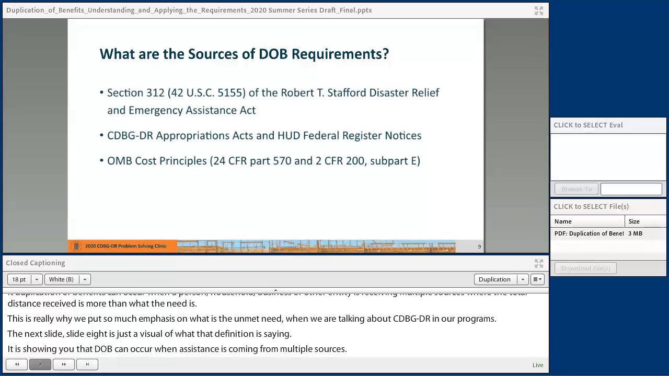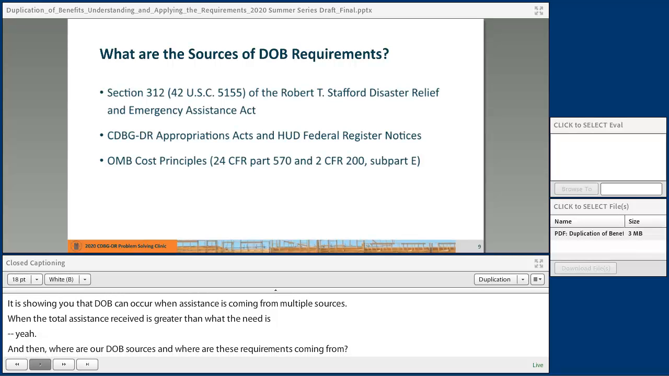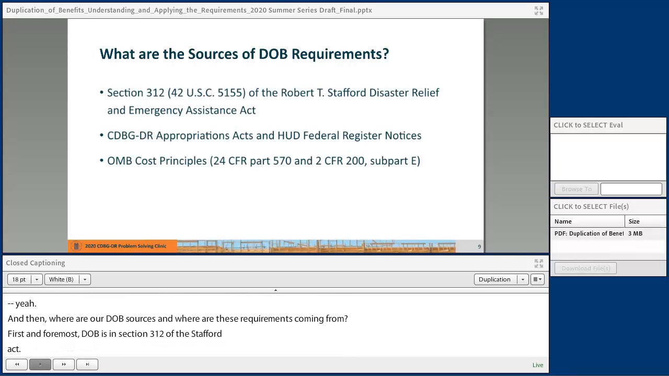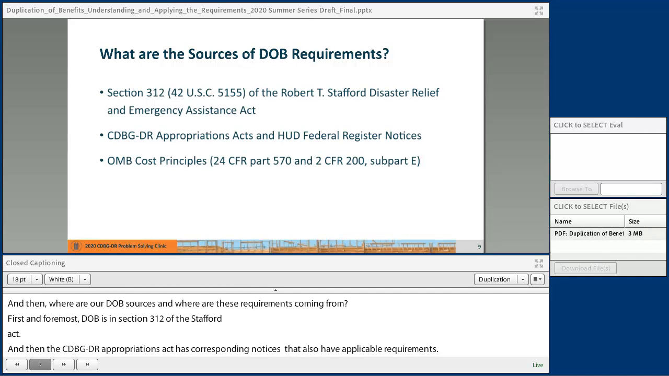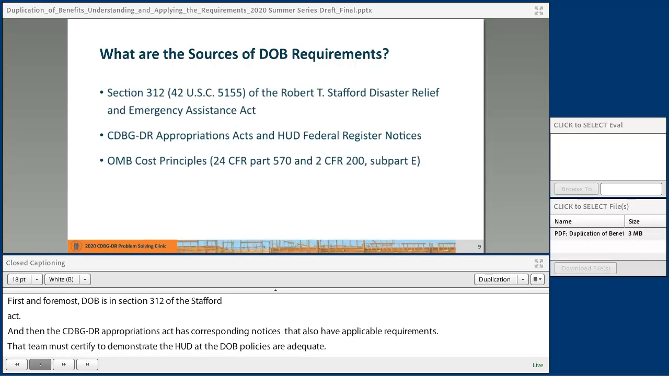And then where are our DOB sources and where are these requirements coming from? First and foremost, DOB is in Section 312 of the Stafford Act. And then each CDBG-DR and CDBG-MIT Appropriations Act has corresponding Federal Register notices that also discuss DOB and the applicable requirements that a grantee must certify to demonstrate to HUD that its DOB policies are adequate. And then lastly, we have our OMB Cost Principles. We'll go over how cost principles come in and what to consider when applying them.